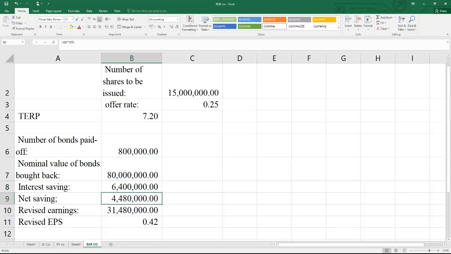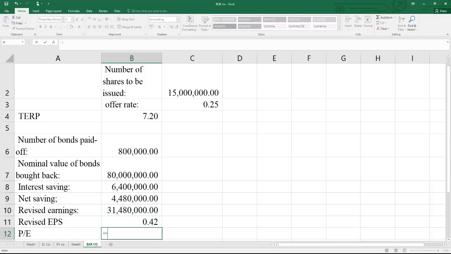Since therefore it is a saving, it is like an income to you. And since you pay tax on savings and income, you pay 30% to the government and you remain with 70%. Therefore the net saving is equal to 4.48 million. Therefore the revised earnings per share is equal to $0.4 per share. Having done that, we need to get the P/E ratio. Don't forget we said that you assume the P/E ratio remains constant before and after.